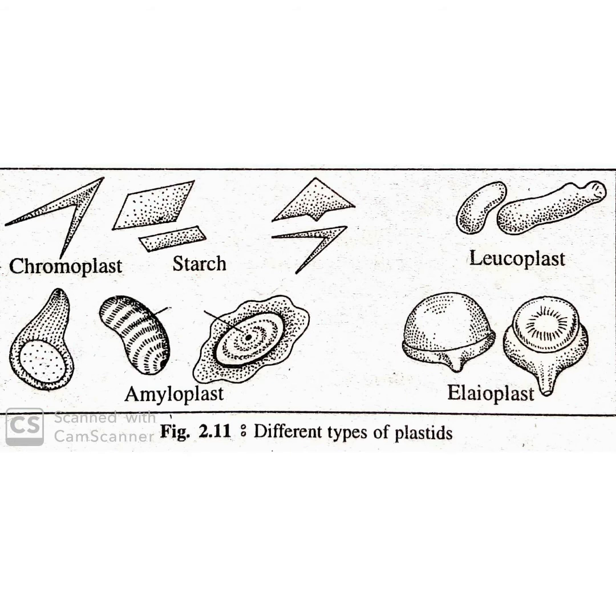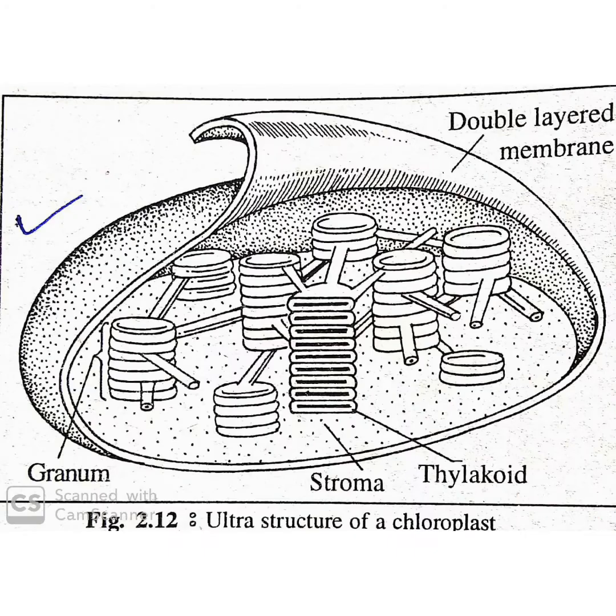Now comes the plastids. The granular cell organelles used by plants for manufacture and storage of food materials are called plastids. Three types of plastids are found: chloroplast, chromoplast and leucoplast. Chloroplast. The green colored plastids containing chlorophyll pigments are called chloroplasts.